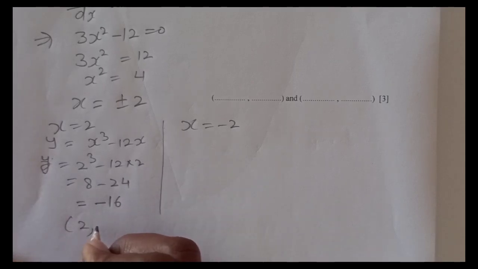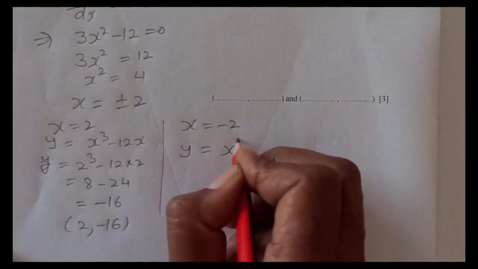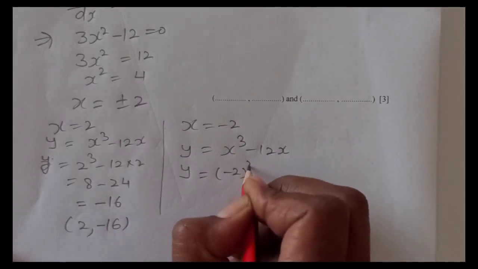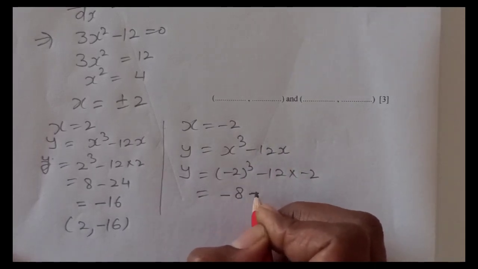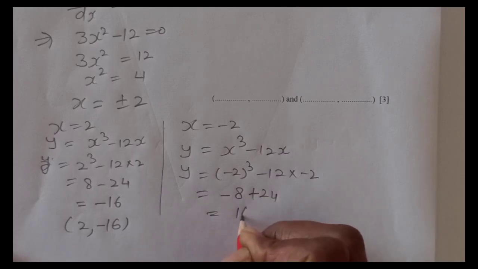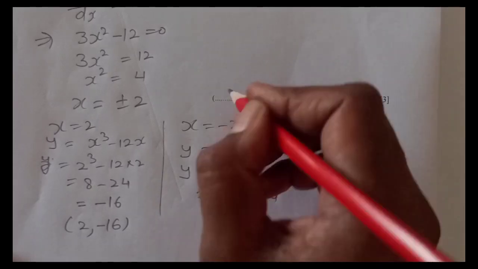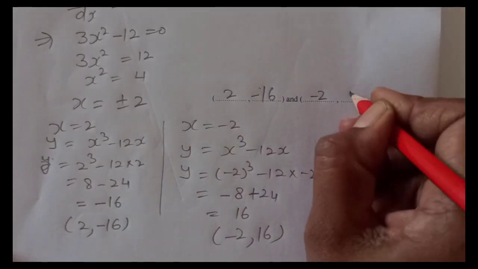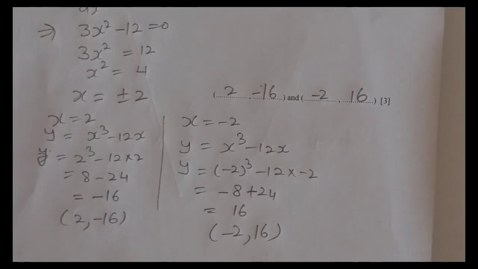So we got the point 2 and negative 16. For this one, let's see. 2 cubed minus 12 times minus 2: minus 8 plus 24. This is going to be 16. So the point is negative 2 and 16. So 2 and negative 16, negative 2 and positive 16. So that's it for the turning points.